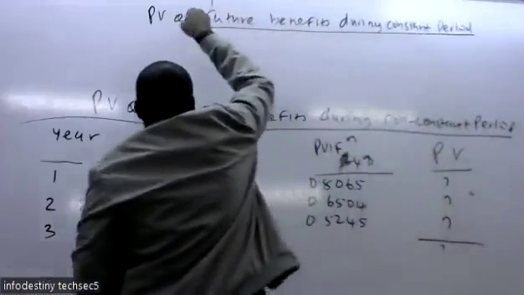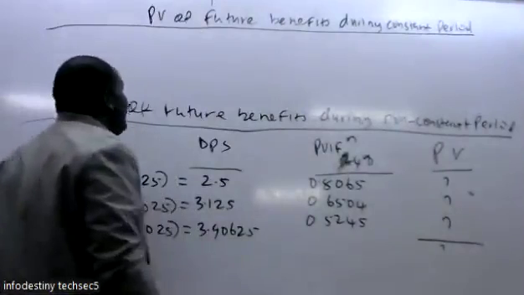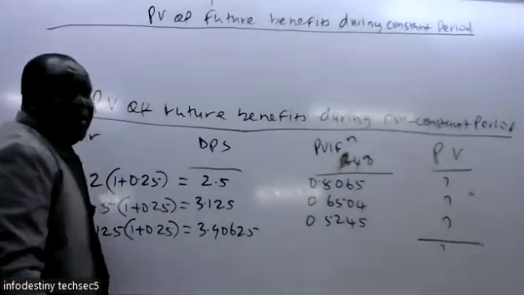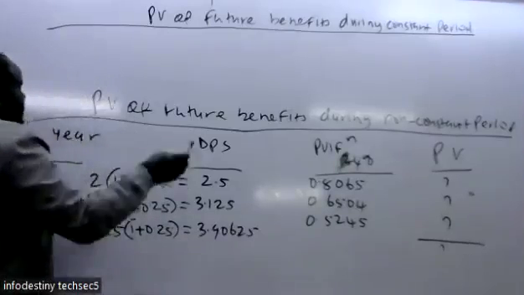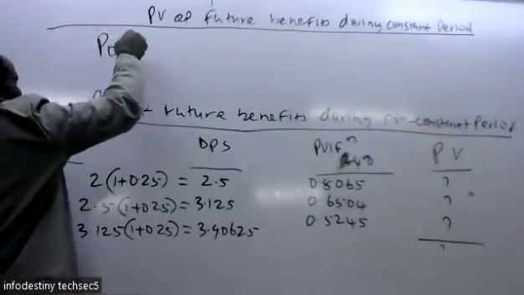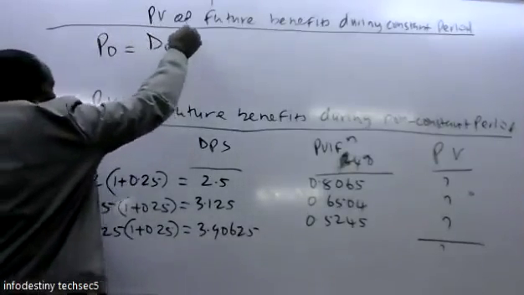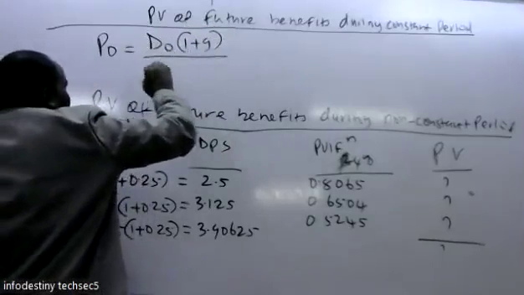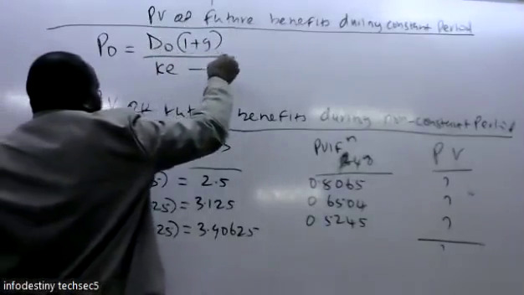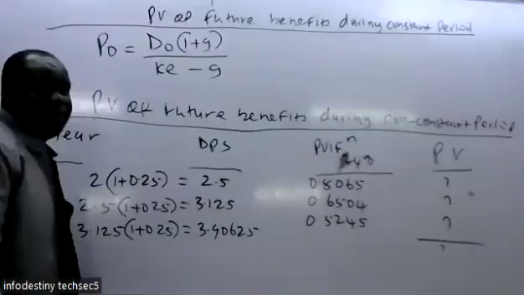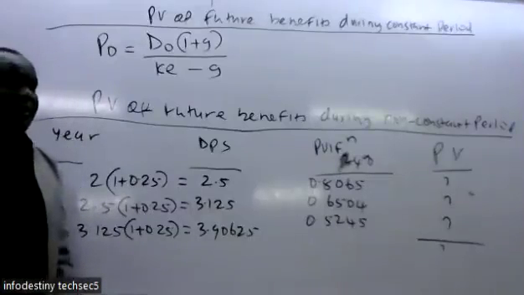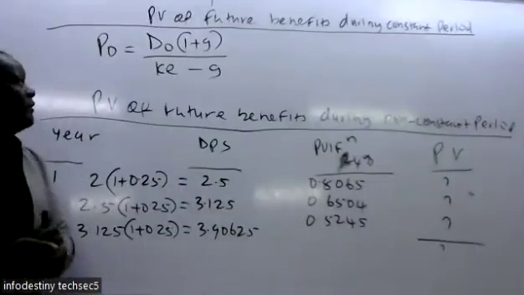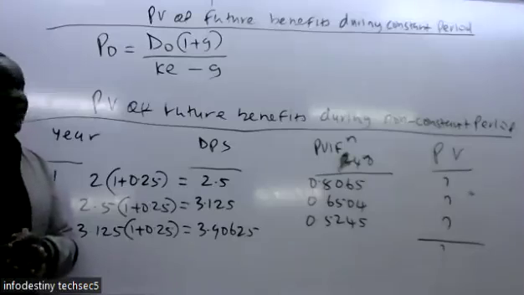So we also calculate the present value of the future benefits during the constant period. During the constant period, we use this formula: P0 is given by D0 in the brackets of 1 plus g, divided by Ke minus g. So during the constant period, it is D0 (1 + g) divided by Ke minus g.